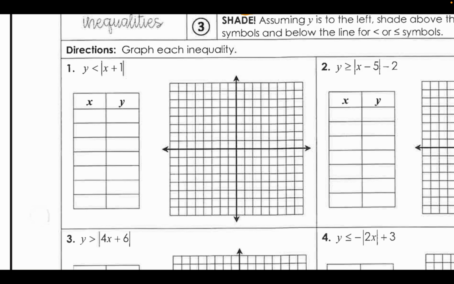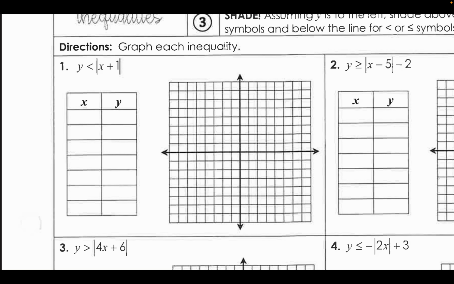So on number 1, y is less than the absolute value of x plus 1. So for a moment, we just ignore all of that, and we focus on this. We'll get to the rest of it later. And so as I do the absolute value of x plus 1, I say, well, the inside of the absolute value bars, set it equal to 0, I get x equals -1, and that's what I put in the middle. I pick the same numbers I would normally, where I go to the next consecutive integers.